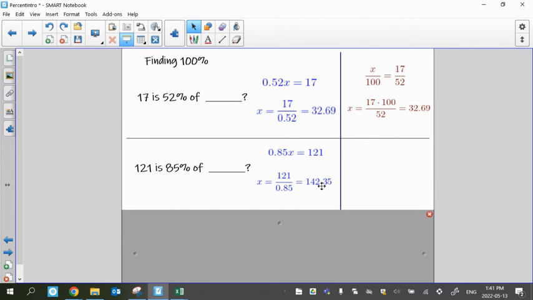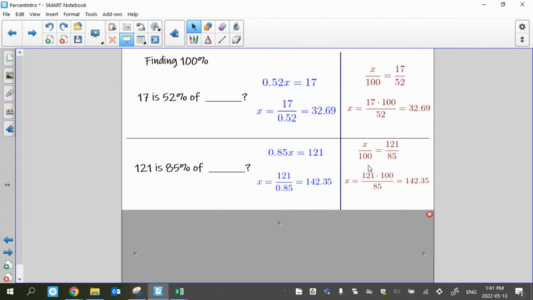The other method would tell us this. I need to find a number that is 100%, and I know that 121 is 85%. So basically, we are finding the value that corresponds to 100%. And we do that just like we did in the above example by multiplying both sides by 100, but on the right side is the solution. 121 multiplied by 100 and divided by 85. And of course, the answer is the same.